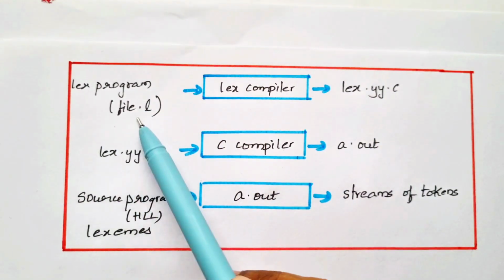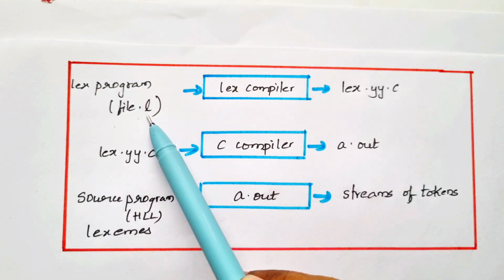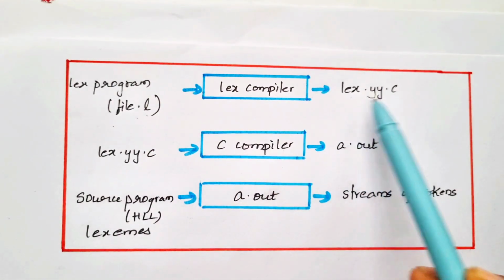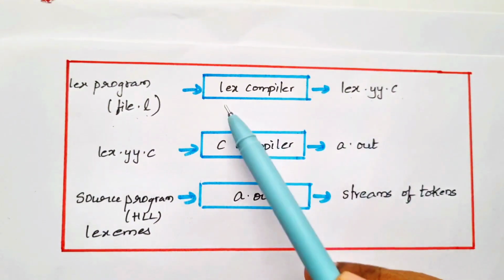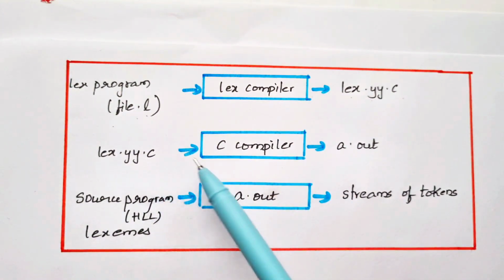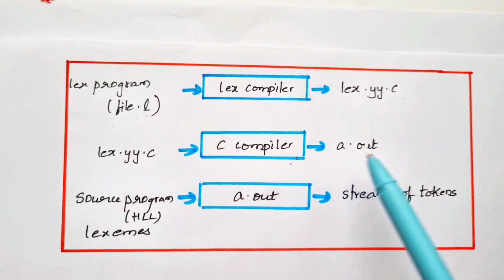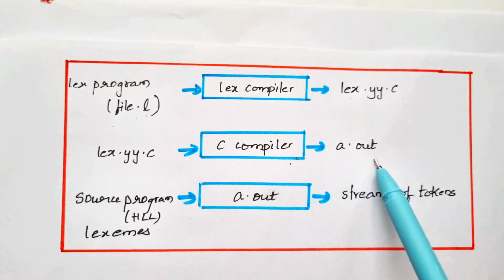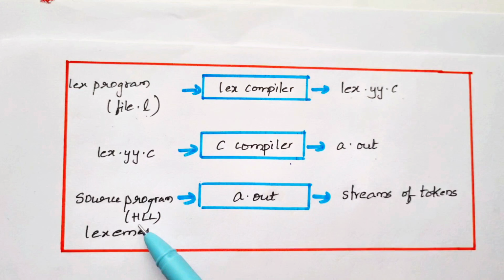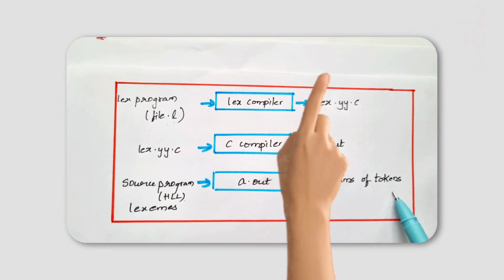which is saved using extension .l, and this is converted to a C program called lex.yy.c using the Lex compiler, and then this generated C program is given to the C compiler, which gives an executable file named a.out, and to this a.out you are going to give the source program which is written in the higher level language to get the stream of tokens.